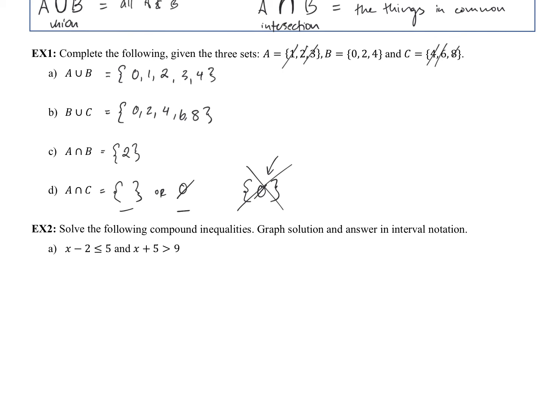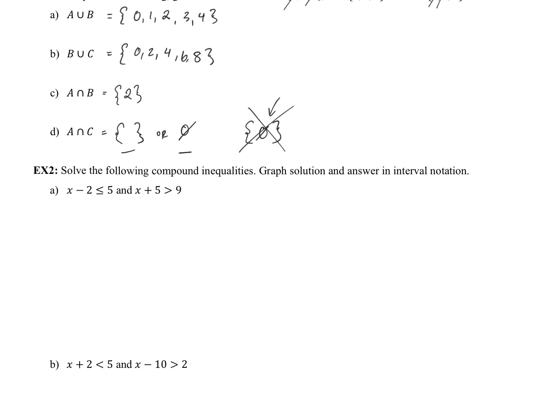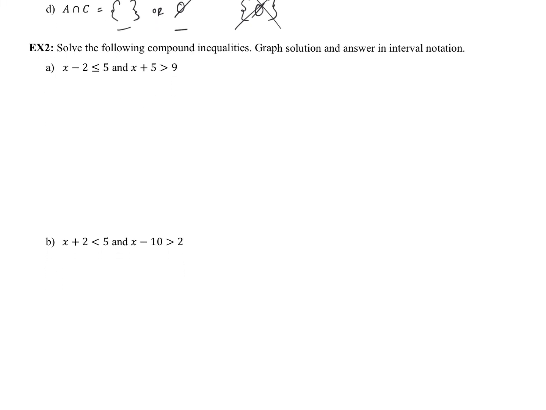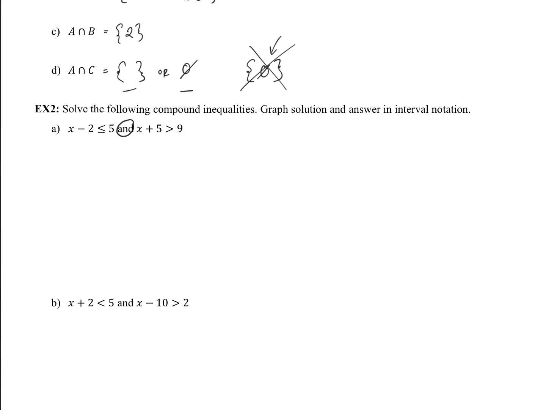Alright, example 2. Solve the following compound inequalities. Graph the solution and answer in interval notation. Alright, so basically you're going to work with this as you would with normal inequalities. And then you just graph the two together and see where they intersect or not. So we have to be careful here though. What is the term on the inside? We have the word and. Let's go back to the beginning.